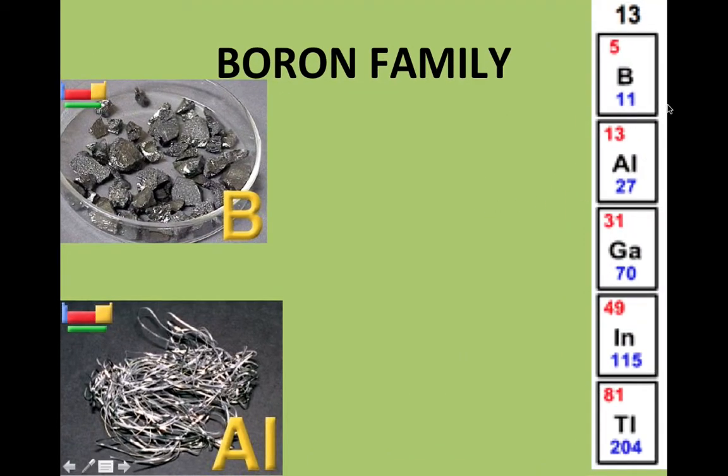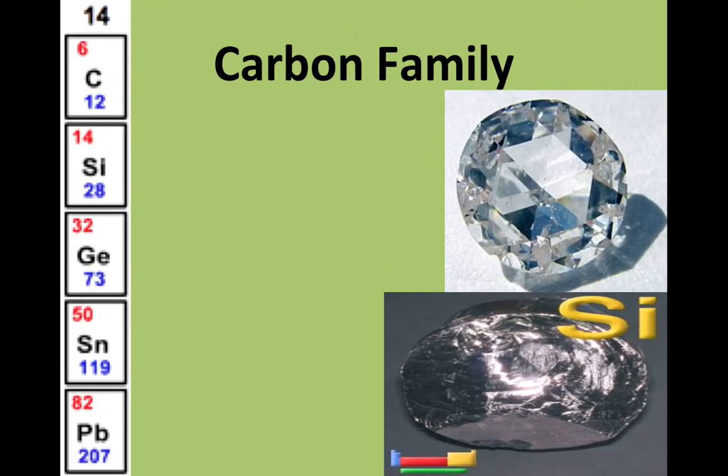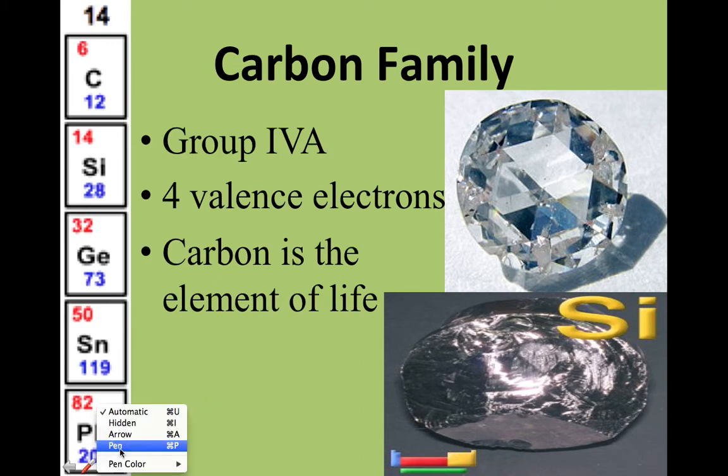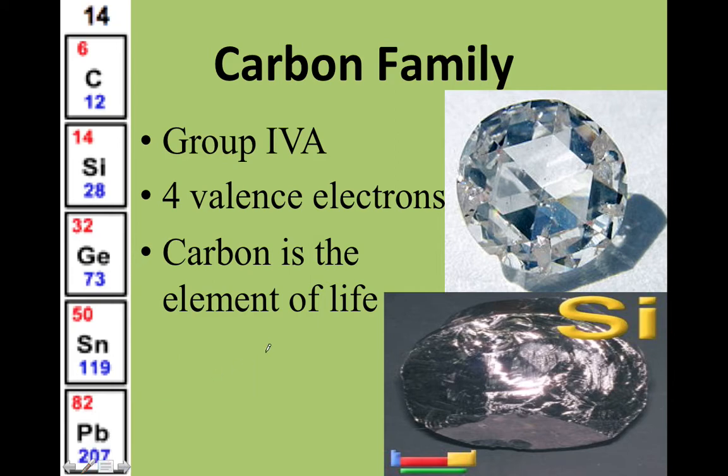All right, the next family is group 3A. They're the boron family. Aluminum, or as the British say, aluminium, is the most abundant metal that we find in the earth. You can see all these others, but aluminum is the main one we're going to focus on. They have 3 valence electrons. It's in group 3A. Okay, carbon's the next one. I always think of diamonds are a girl's best friend. Carbon is up at the top.